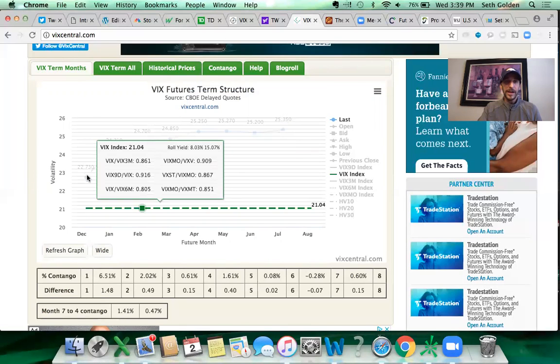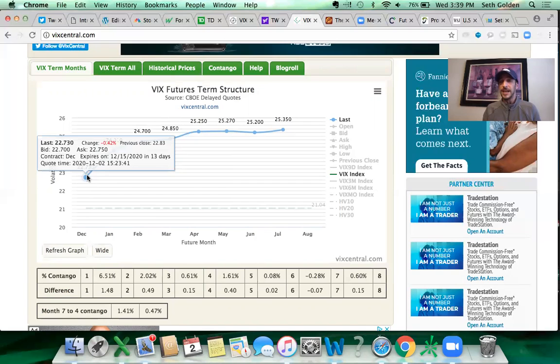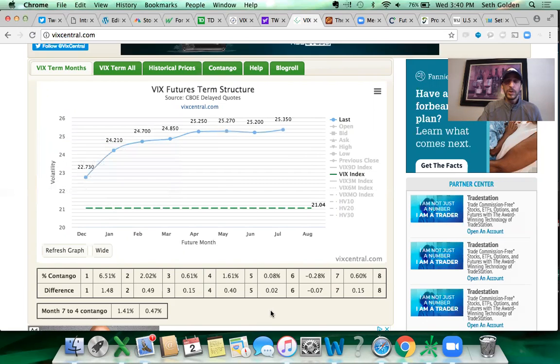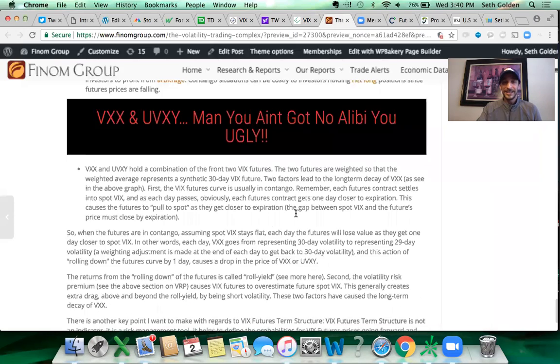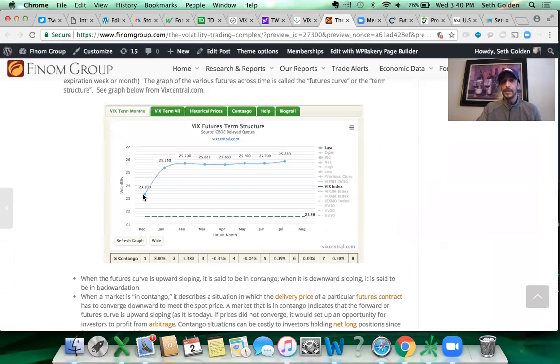For the front month contract, look at that, 13 days. In 13 days, this futures contract will expire. Right now, the value of it, $22.73. And to my point earlier, that's not what we saw in my screenshot from just a couple days ago, $23.30. The VIX was down here at $21.56.